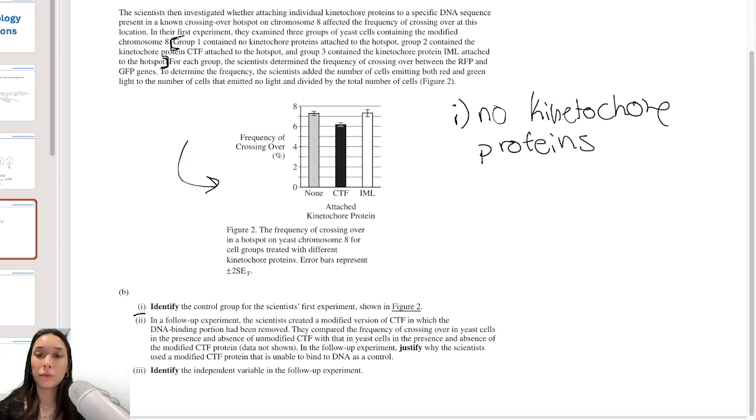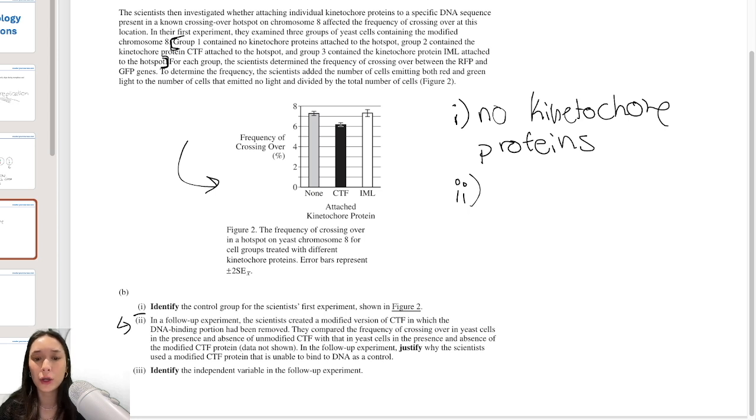Okay, so that one is pretty straightforward again. If we go to part 2 of B, you have a follow-up experiment, which says, in a follow-up experiment, the scientists created a modified version of CTF in which the DNA binding portion has been removed. They compared the frequency of crossing over in yeast cells in the presence and absence of unmodified CTF with that in yeast cells in the presence and absence of modified CTF.